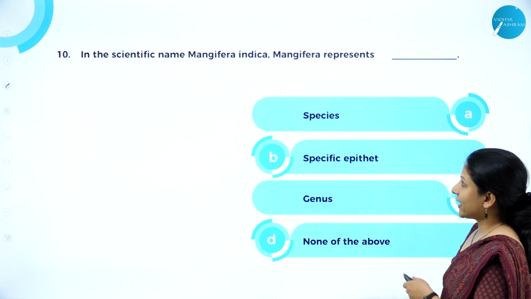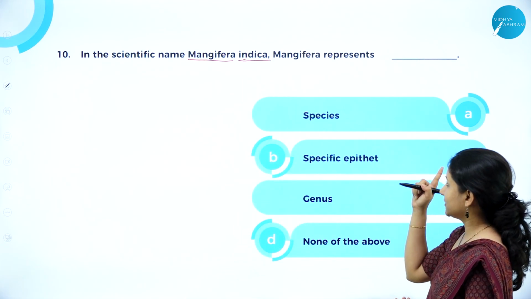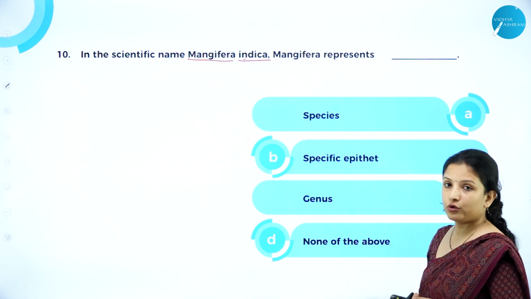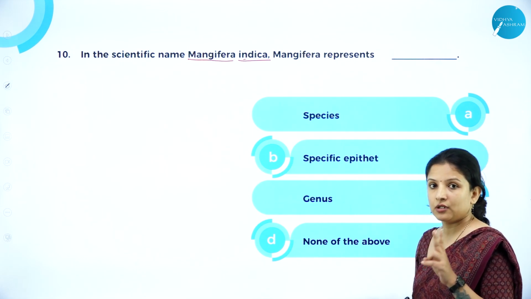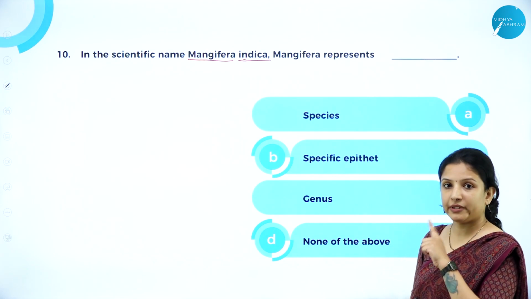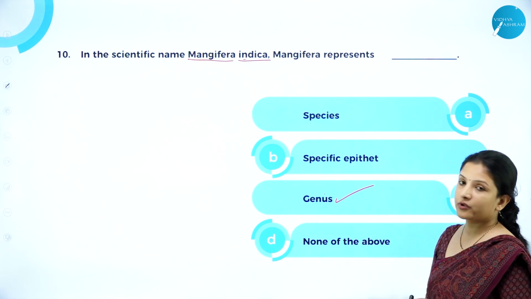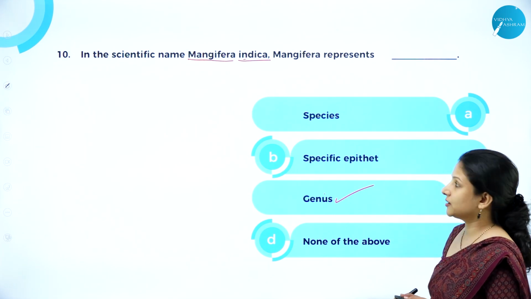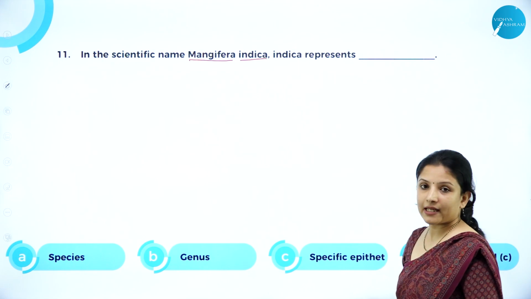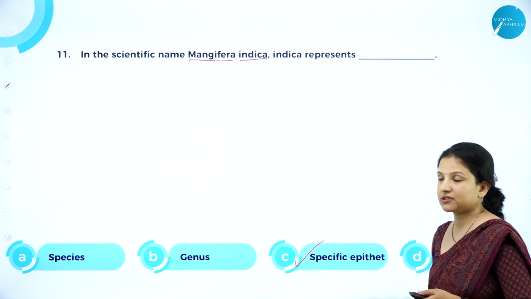The next question. In the scientific name Mangifera indica, Mangifera represents. Does it represent a species, a specific epithet, genus, or none of the above? So what does it represent? I told you binomial nomenclature means giving 2 names to one particular organism or 2 components, right? So the first component will be the genus and the second component will be the specific epithet. Therefore here Mangifera stands for the genus, because genus is the first component or the first name in a binomial nomenclature. It is genus. Next, in the scientific name Mangifera indica, indica represents. So the second word will be the specific epithet. Therefore, the indica represents the specific epithet. The answer is specific epithet.